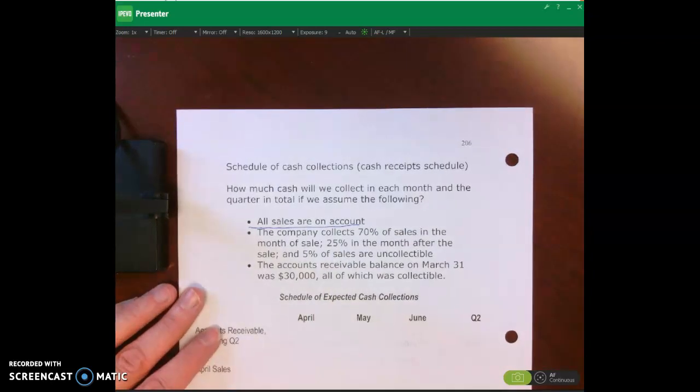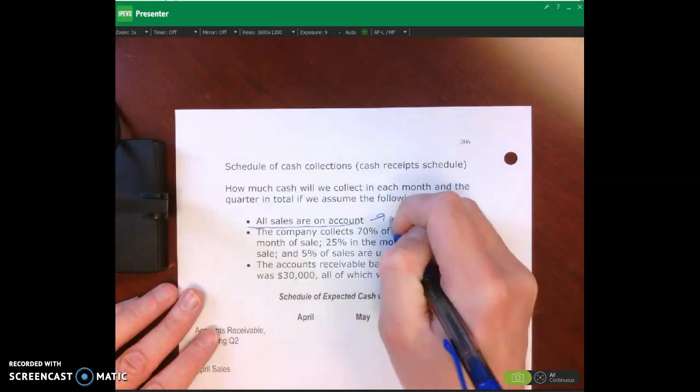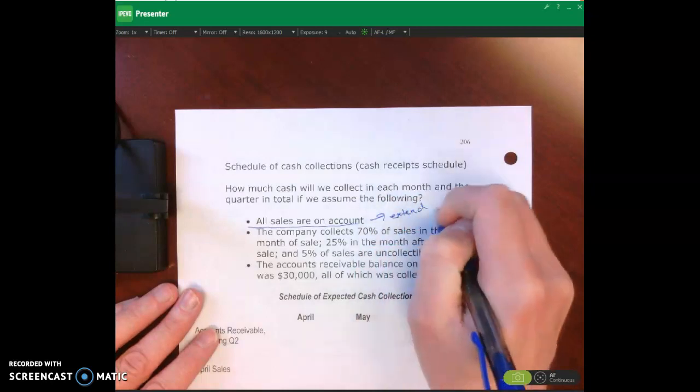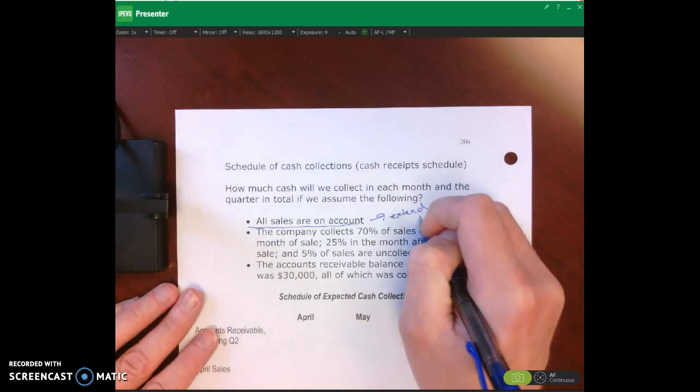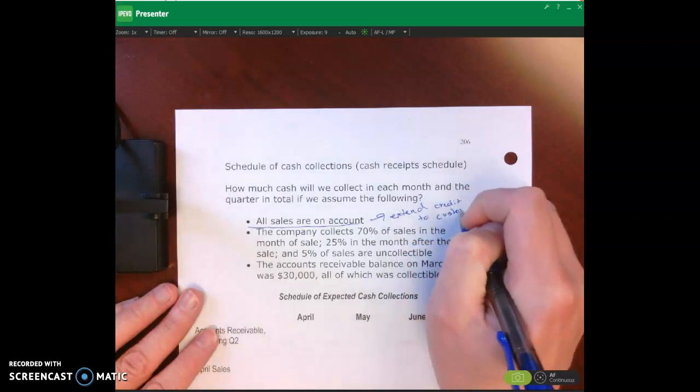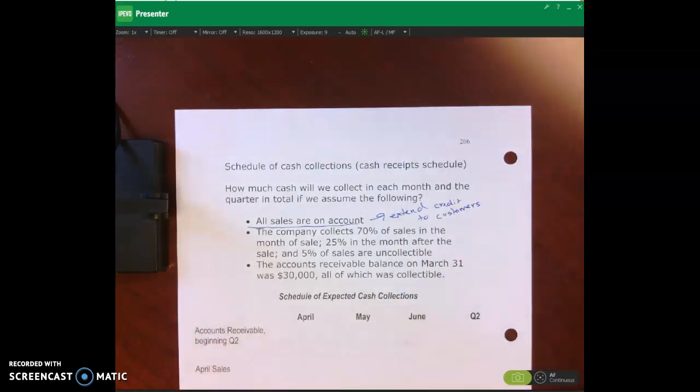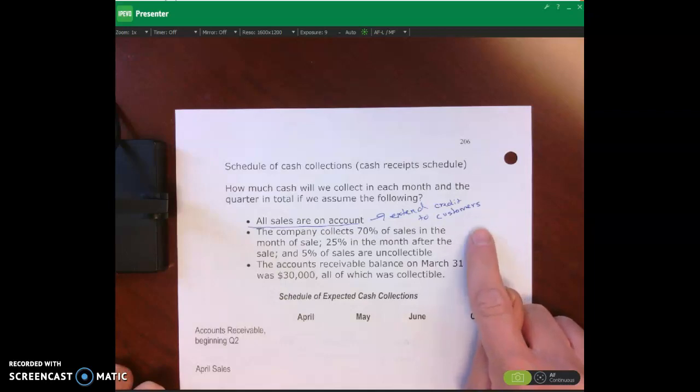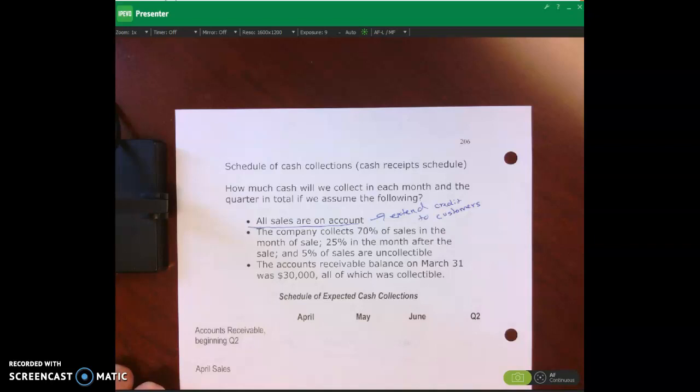Okay? So basically what that means is that we can extend credit to customers, so we can make our sales on account. And so you need to think about what is the journal entry to record a sale on account. I want you to pause the lecture video and write down right over here, because I'm going to write it down in a second, what is the journal entry to record a sale on account?